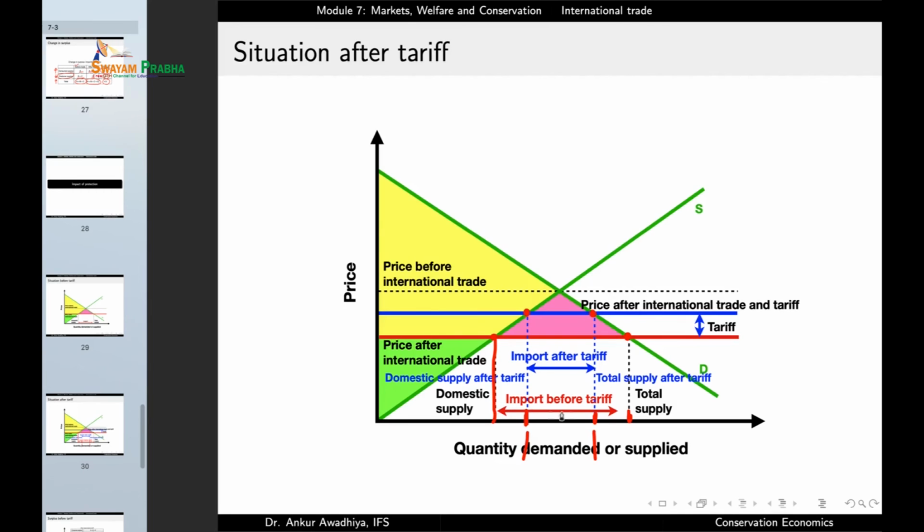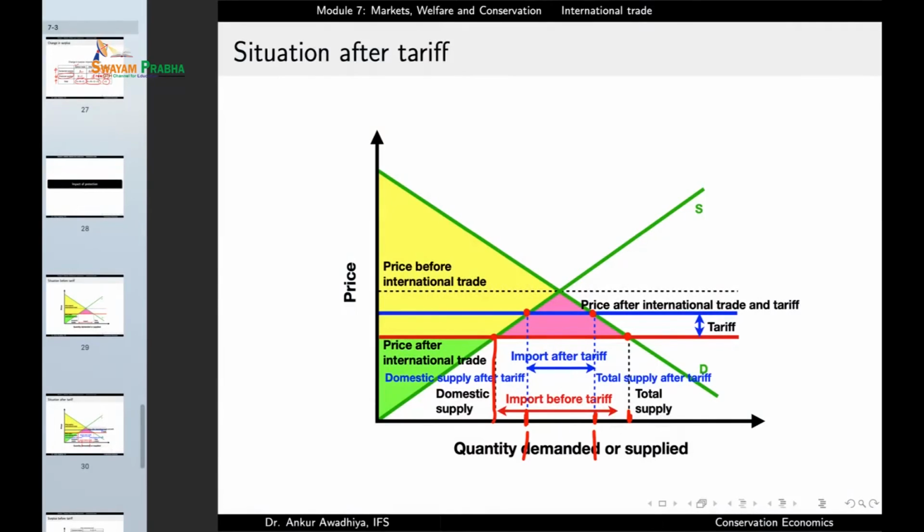So earlier the import was this much, the red arrow line, and the new import is this much. So what is happening is that the country has now reduced the total amount of imports. Now, a reduction in the total amount of imports would also mean that the domestic suppliers or the domestic producers are able to supply more, but at the same time we are now using less foreign exchange to pay for goods that are manufactured outside. So we are even saving on our foreign exchange. So this is the situation after the tariff.